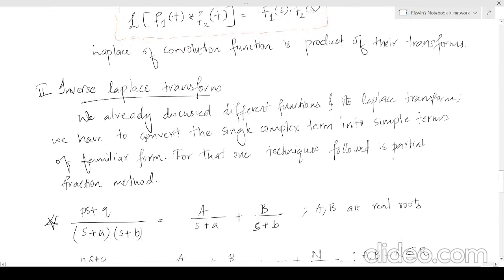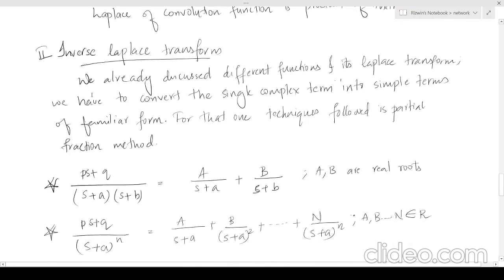So that's one of the applications of Laplace transform. Now, till now we discussed all about Laplace transform. Now let's discuss inverse Laplace transform. We know what the inverse will be for simple terms like 1 by (s plus a), or omega by (s square plus omega square), which will be sin omega t or sinh omega t, etc.